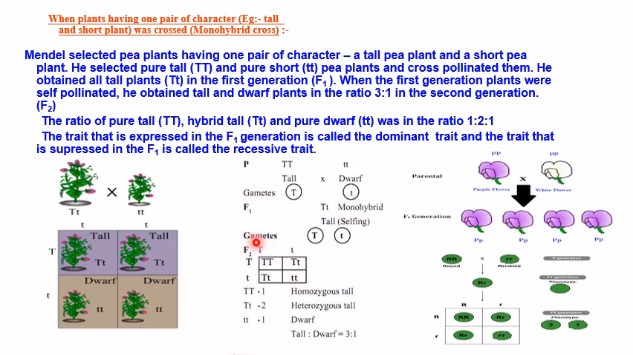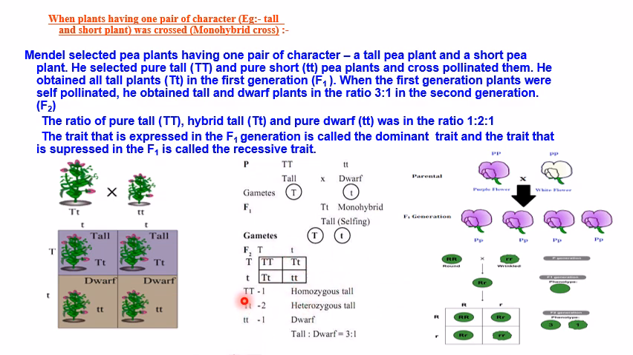You can see the trait that is expressed in the F1 generation is called the dominant trait, which we can see. The trait that is suppressed, which is not visible in F1, is called the recessive trait. You can see, children, that one is capital T and another is small t. Even though it has the feature, it is not expressed. Only the tall character is expressed.